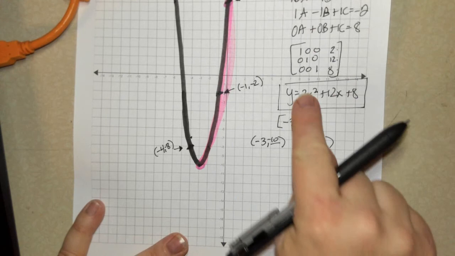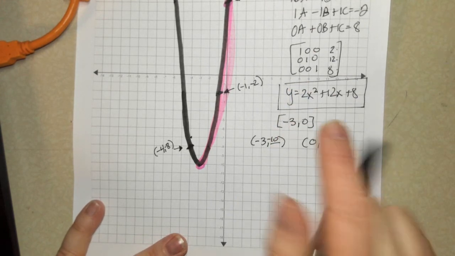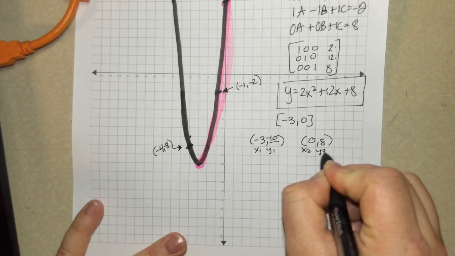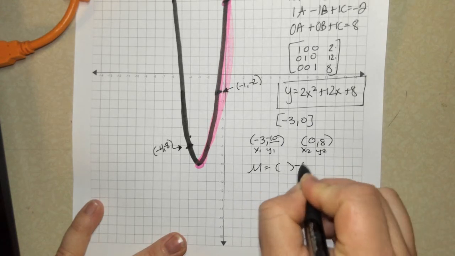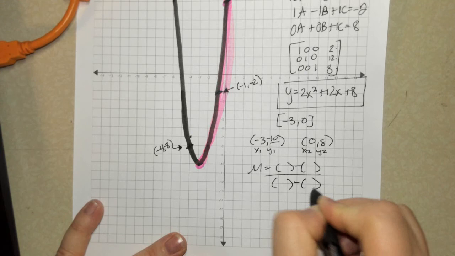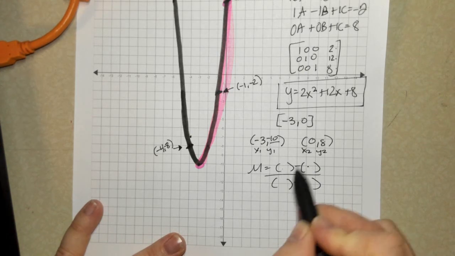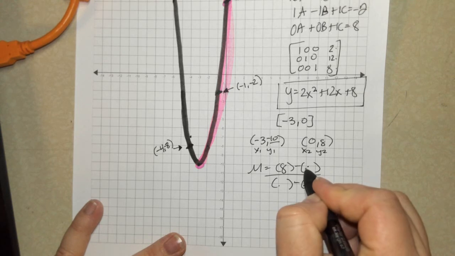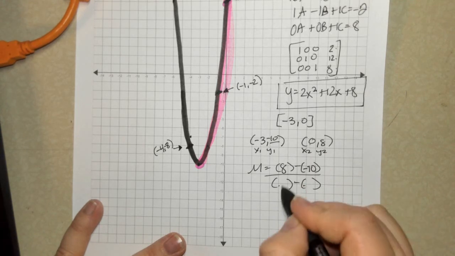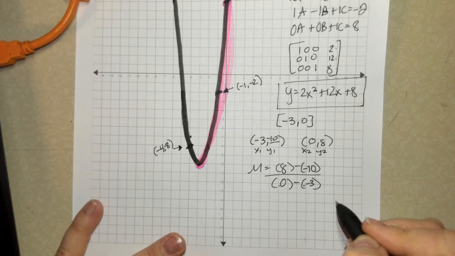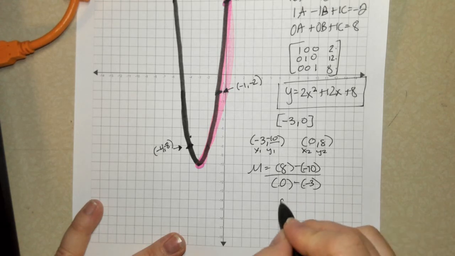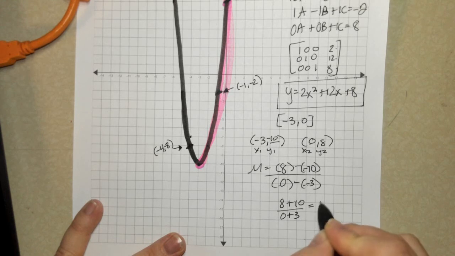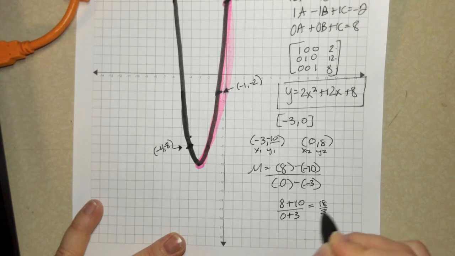Okay, now to find the average rate of change over this specific interval, remember both x's, x1, y1, x2, y2. My preference is to make parentheses: y2 minus y1 over x2 minus x1. So 8 subtract a -10, 0 subtract a -3. Two negatives make a positive. 18 over 3 is 6.